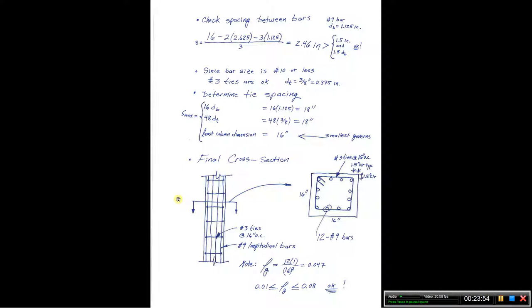Now, the other thing that I want to note is that we could calculate the steel ratio for the gross cross-section of this column. We had 12 bars of 1 square inch each, so 12 times 1 is 12 square inches, divided by the column area, which is 16 by 16, and we get 0.047. That number is between the minimum and maximum steel ratio that is allowed by code, and therefore this column cross-section is satisfactory.